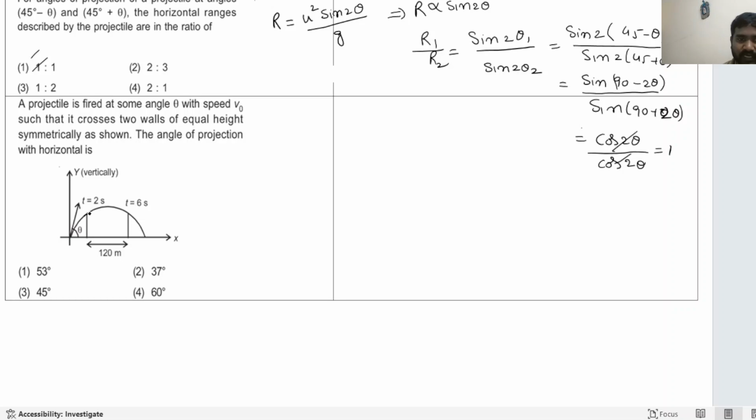Now here 2 seconds and here 6 seconds. Therefore, the total time of flight you can take is 8 seconds. So T1 plus T2 is the total time of flight, and that is 2u sin theta divided by g, which you can take as 8. So u sin theta, we need to take as 40 meters per second.